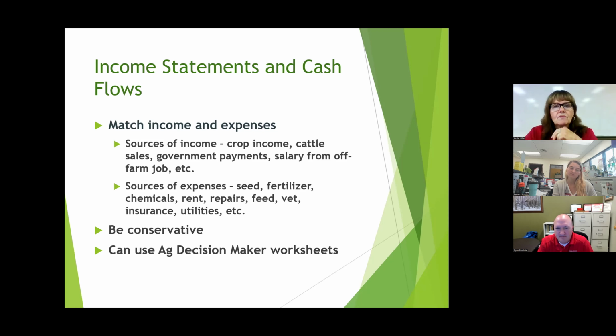And then, as Brian has shown you, you can use those Ag Decision Maker worksheets to work through a couple of scenarios. Maybe, sadly, Eddyville has $4 corn for new crop corn for 2025. Maybe you want to look at that, and you maybe want to look at what happens if corn is $4.25. You can do that with those Ag Decision Maker worksheets, just like I can with the FinPac worksheets that I use.